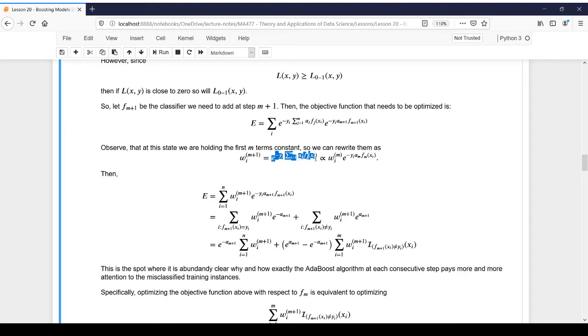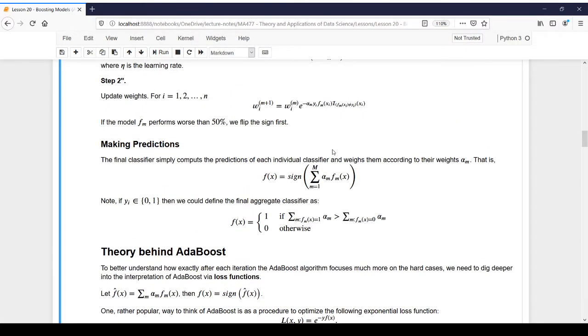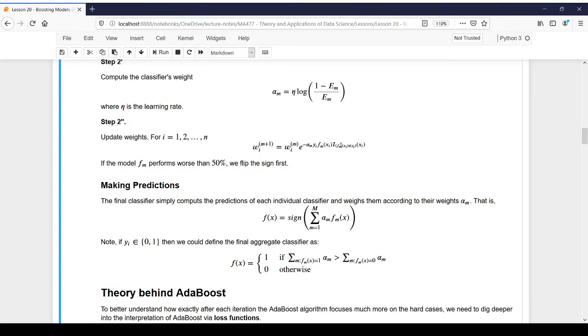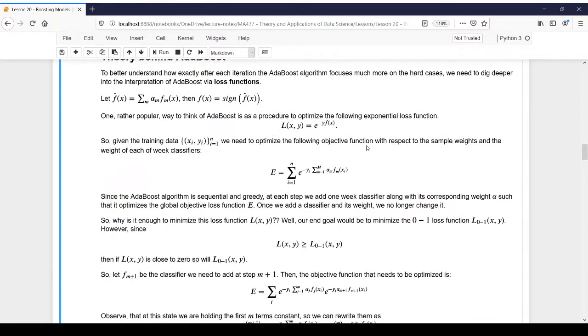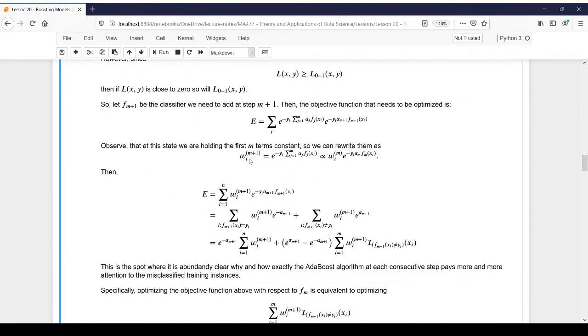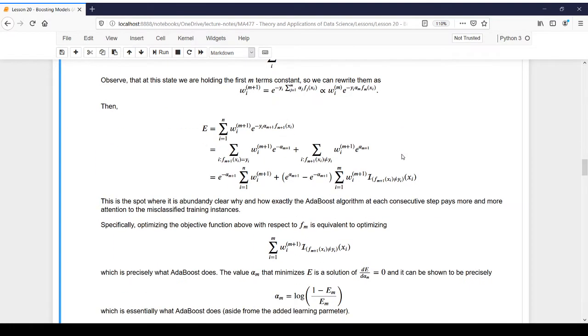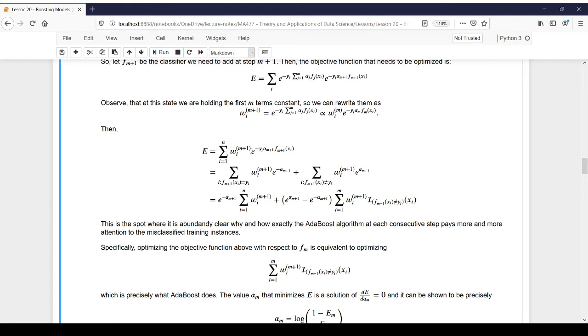Okay? And if you rewrite this, separating the m-th term here, then w_i^{m+1} is proportional to w_i^m e^{-y alpha_m f_m(x_i)}. And recall, this should look familiar. It's almost identical to this, except for this part here. Okay. Great, so keep this in mind: w_i^{m+1} is proportional to the weights of the training samples at the previous stage times this extra coefficient. Okay. So now here is some algebra.